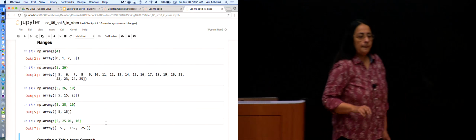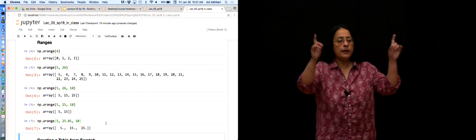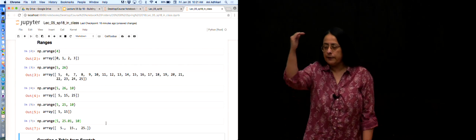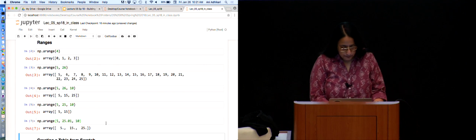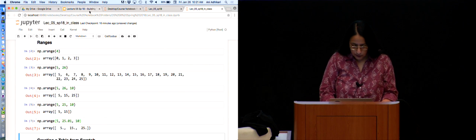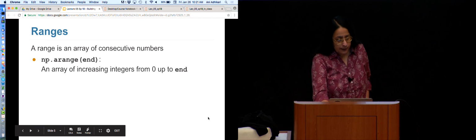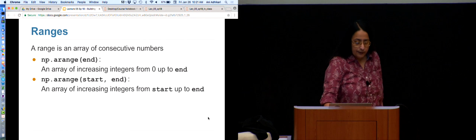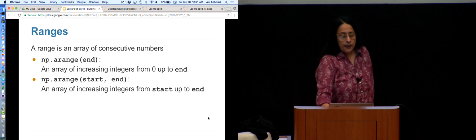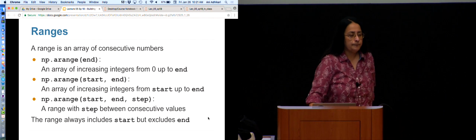Okay, so far? And we're going to need this because sometimes we're going to say, look, I want the following rows of this table. I want rows 17 to 48. And you just want to be able to put in 17 to 48 and not have to write 17, 18, 19, 20, etc. All right. So ranges, consecutive numbers, you have several different calls. If you just give it the end, it will give you an array of increasing integers from 0 up to the end. You can do start, end, you can do start, end, step, and it always includes start but not end.